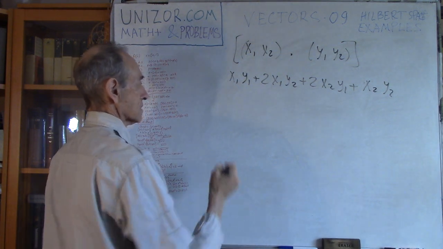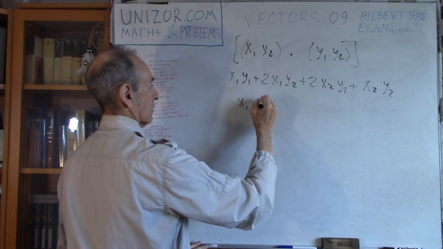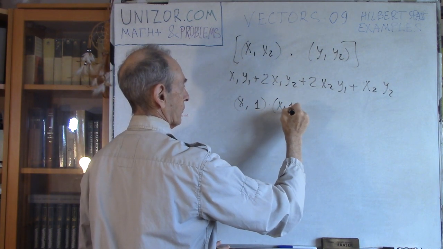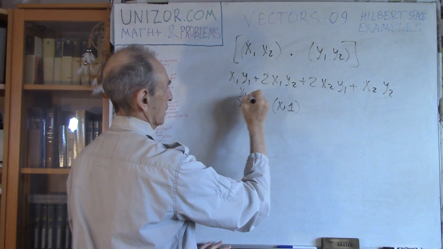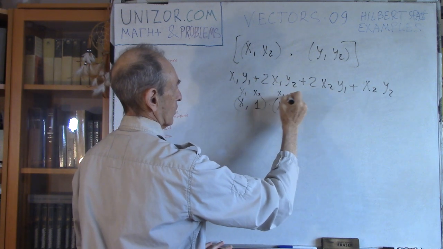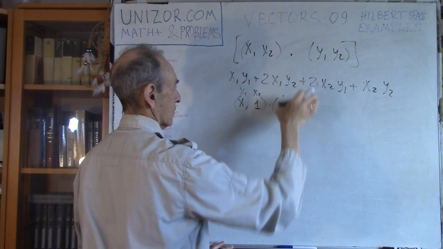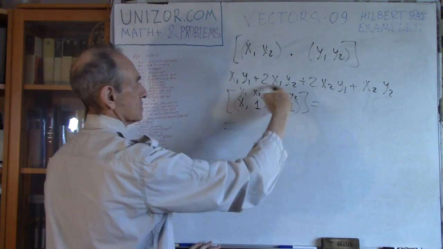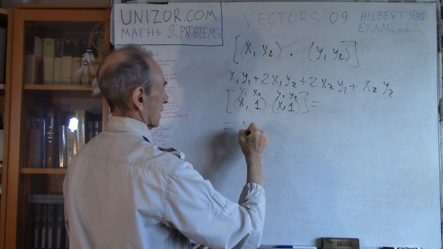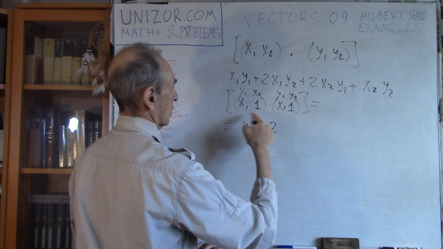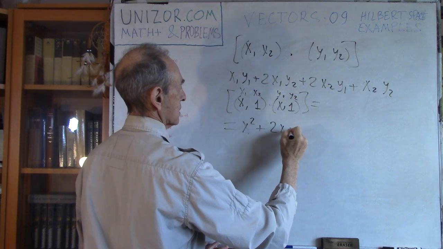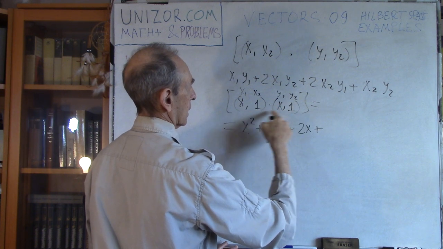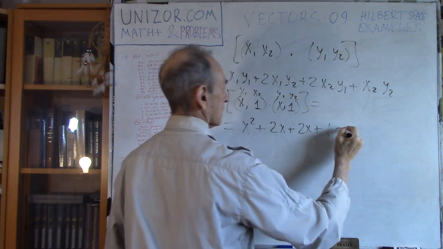Let me just fix one particular component, let's say the second component. So I will take this vector where x is unknown, and I will try to scalar product it by itself using this particular formula. So this is my x1, this is my x2, this is my y1 and y2, because it's the same vector. I will form the scalar product using this formula. x1 times y1, that's x squared, plus 2x times 1, so it's 2x, plus 1 times x, that's x, and plus x2, y2, which is 1.